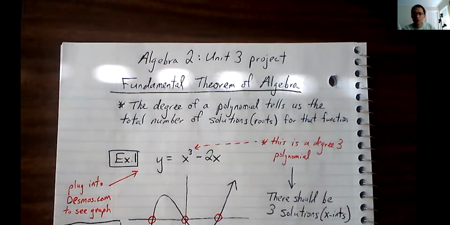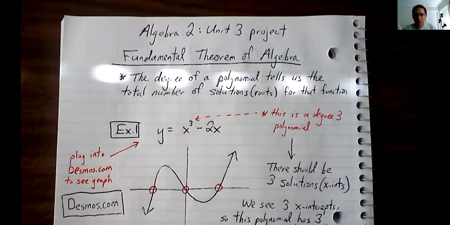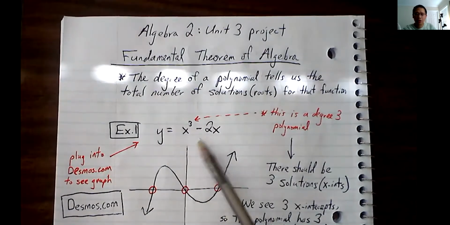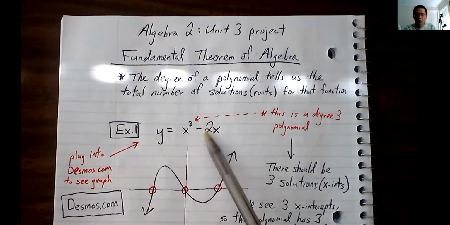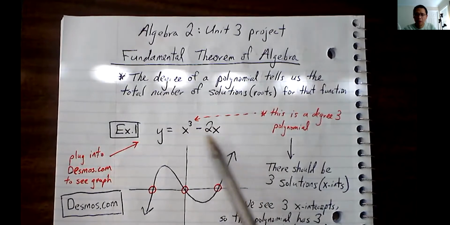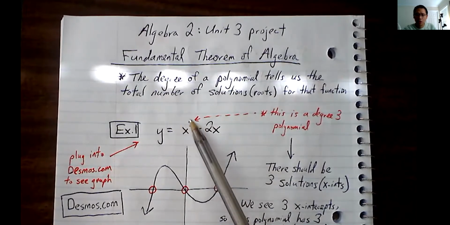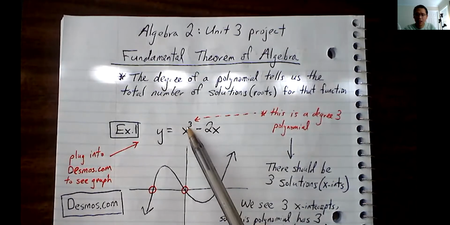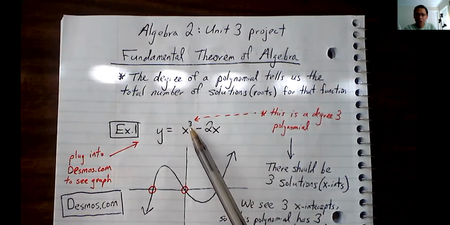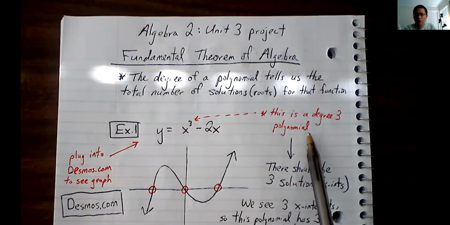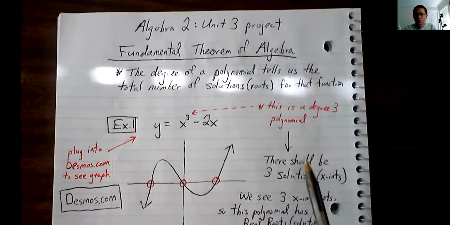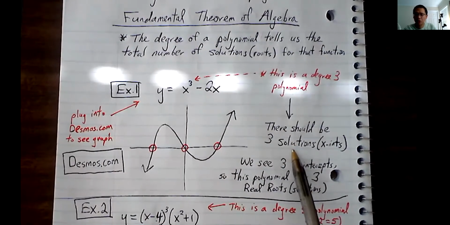Okay, so let's start off with an easy example here. We have y equals x cubed minus 2x. There's no parentheses here. There's nothing to expand, nothing to distribute. So we identify the highest degree, which is 3. So this is what we call a third degree or degree 3 polynomial. So if this is a third degree polynomial, then there should be 3 solutions.